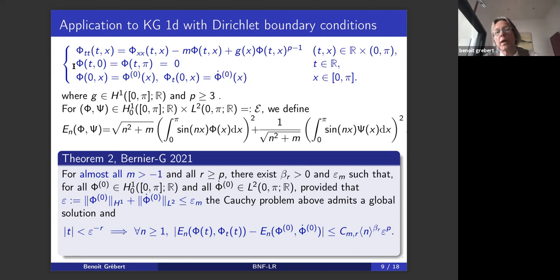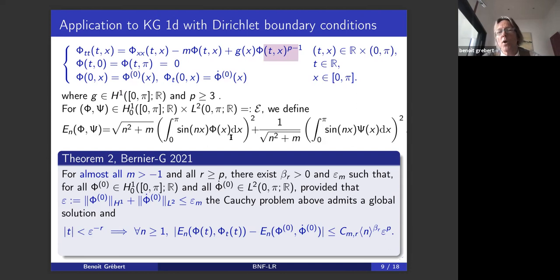So then we assume that we have a Dirichlet boundary condition, as I said, and we have an initial datum, which consists in giving the function at time t equals 0 and the derivative with respect to time at t equals 0, because we are with a second order equation. So we assume the datum to be in H1, so it's finite regularity, and we assume p to be greater than 3, just to be sure that this is a nonlinear term, because this p minus 1 is bigger than 2. Then we define this energy in the mode n.